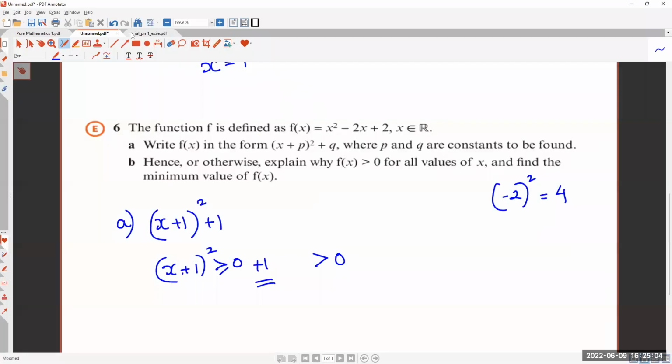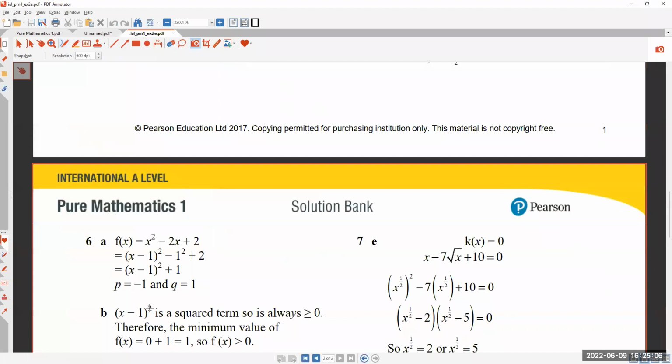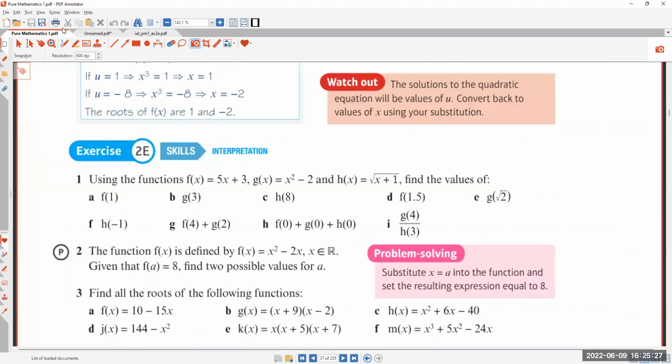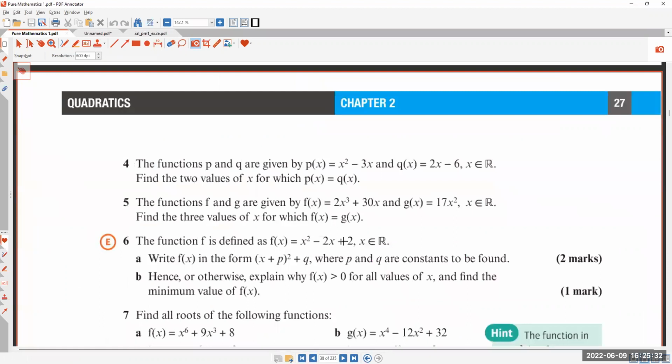Okay, so this is the answer. (x − 1) whole square, the square term, is always greater than or equal to 0. Therefore, the minimum value of f(x) is 0 plus 1. Because see, it can be equal to 0 also, no? But there is a plus 1 outside, na? So that means your answer is always greater than 0. So Fahima, Rani, understood? And Shaudev, understood?